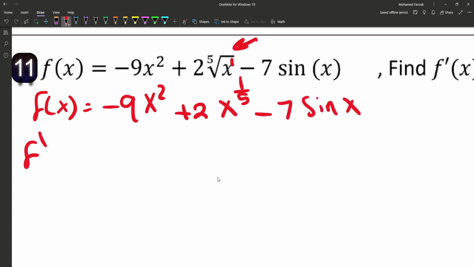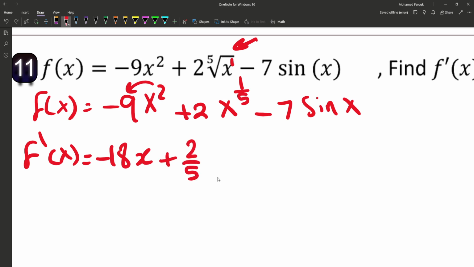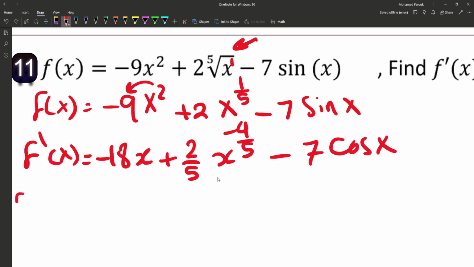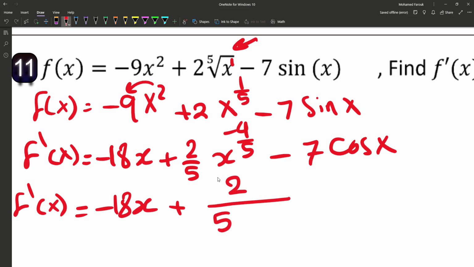Now it's ready to get the derivative of this one, so use the power rule. It will be negative 18 x, 2 minus 1 is 1, and then 2 times a fifth, it will be 2 over 5 minus 1, it will be x to the negative 4 over 5, and then negative 7 cosine x. We will make a simplifying step, so it will be negative 18 x plus a negative power, it means it will go to the denominator, and of course we have a power and the index of the radical, so the power will be 4, and it will be a fifth root because it's 4 over 5, and then minus 7 cosine x.